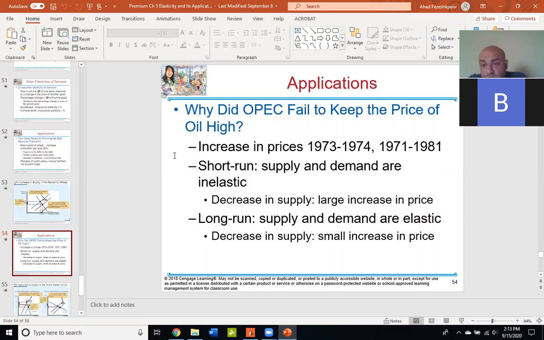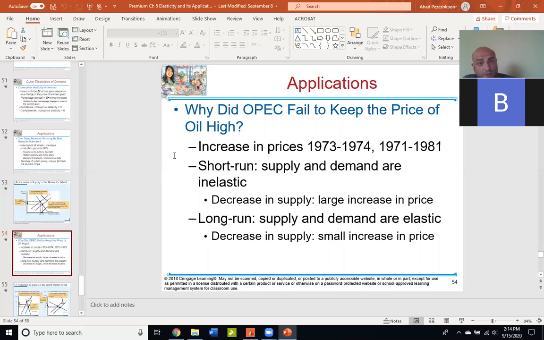Now, in the short run, countries like the United States, China, Europe, these countries that consume oil, were surprised. They were shocked. They were taken by surprise. They couldn't do anything, so they had to pay more and more and more money for oil. In the short run, supply and demand were both inelastic.